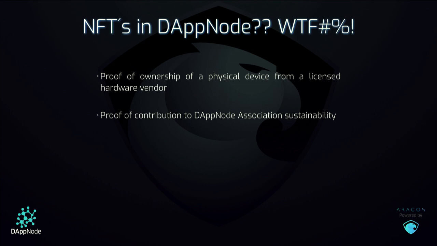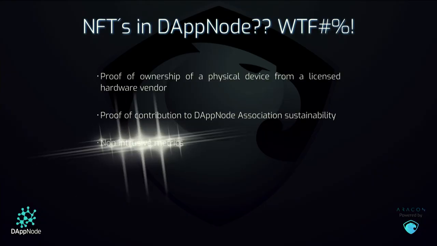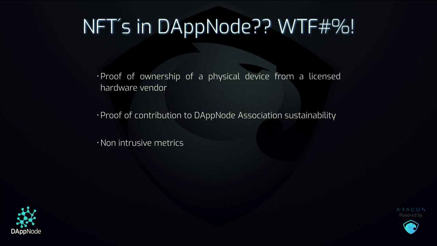At the same time, we want to give it to people that want to contribute to our association. It's like a badge. If you want to help us to make the association sustainable, just buy an NFT. And we want to use it to get some kind of metrics. Since we are not tracking people, it's hard to give numbers about the number of nodes in the network. So with this NFT, we can know the hardware manufacturers that are in the market, the model, the version, and all the stuff without tracking the final user.